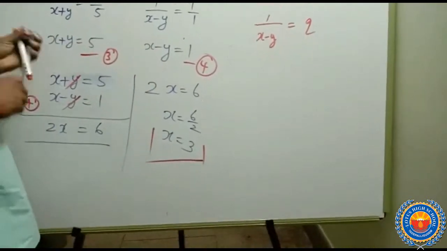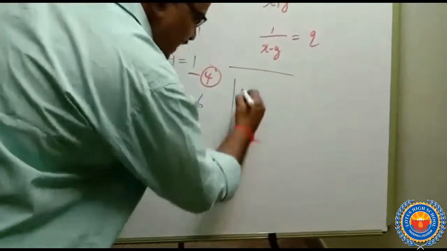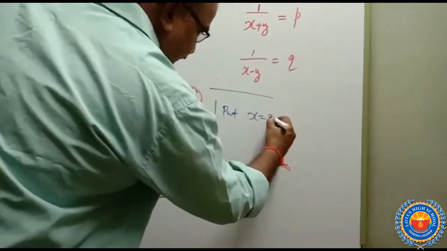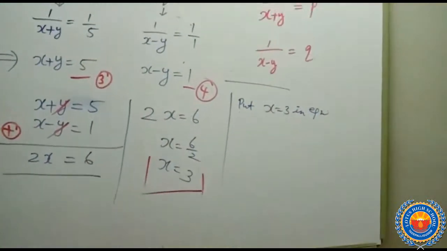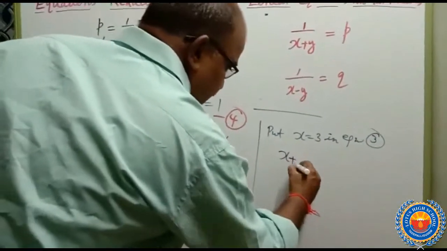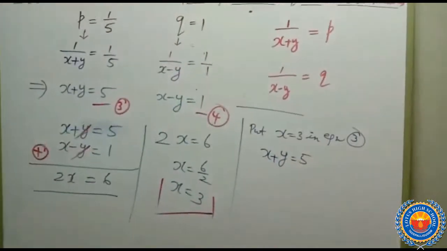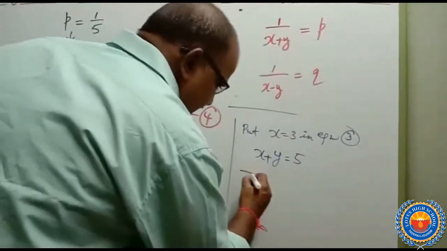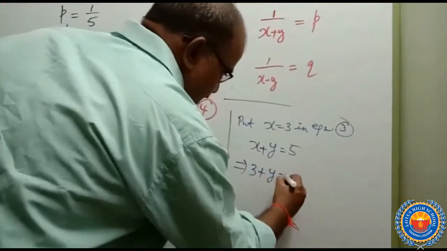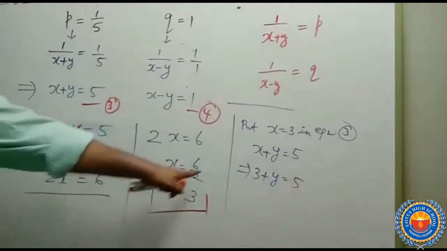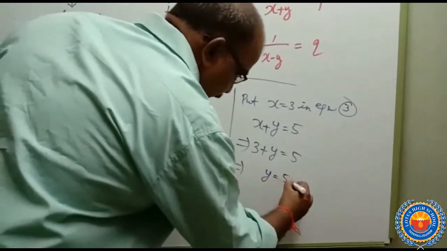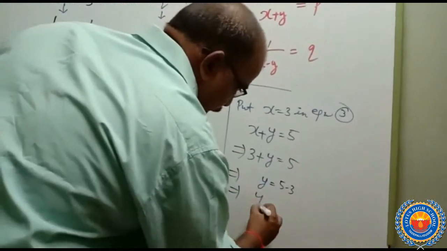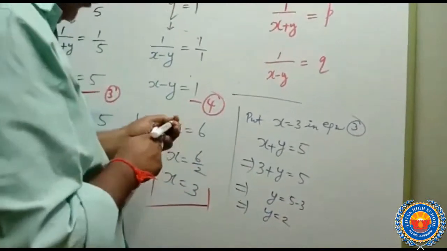So put x is equal to 3 in equation 3. x plus y is equal to 5. Substitute x is equal to 3: 3 plus y is equal to 5. y is equal to 5 minus 3. That implies y is equal to 2.